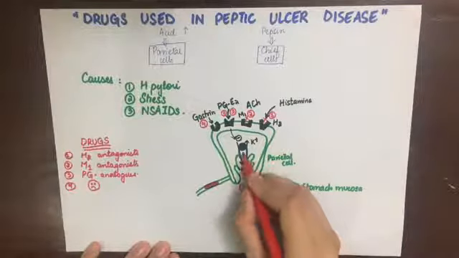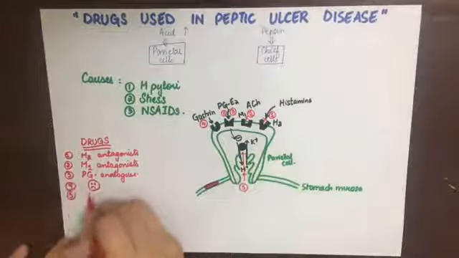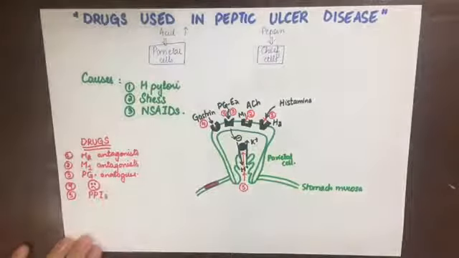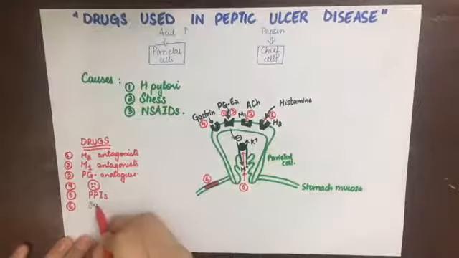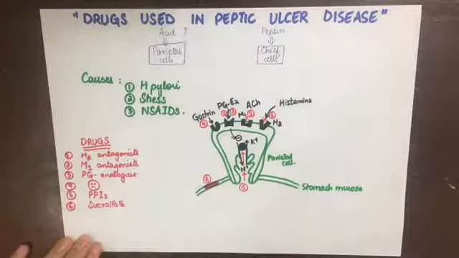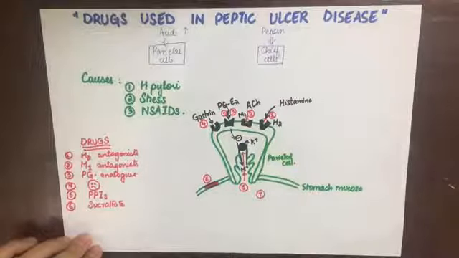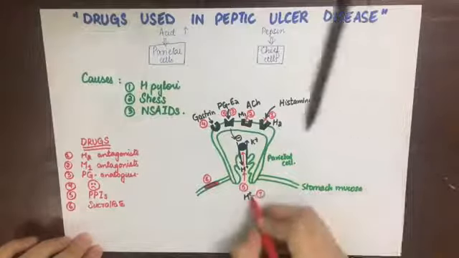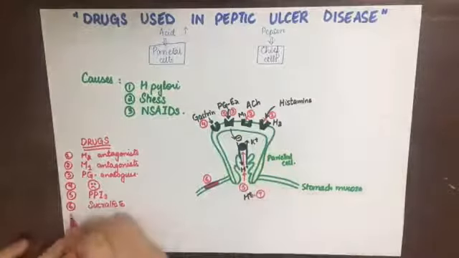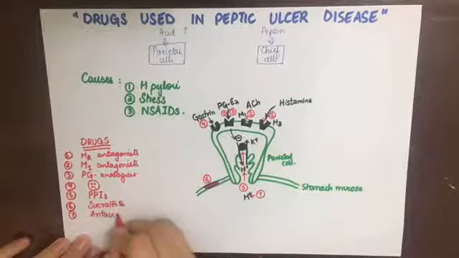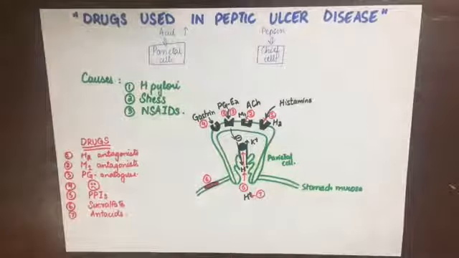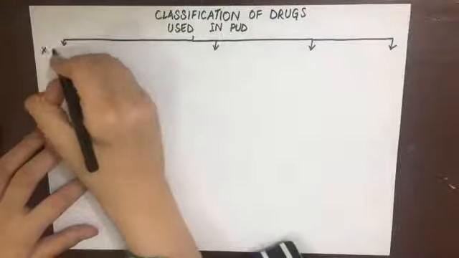Next, we can use proton pump inhibitors, which will inhibit the proton pump. We can also use sucralfate, which will act on the site 6 and cover the ulcer and promote healing. Lastly, we can use antacids, which will neutralize the acid in the lumen.